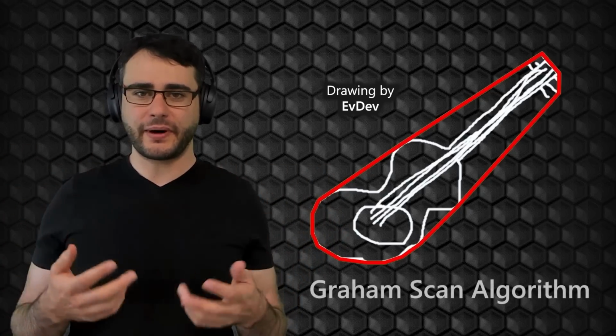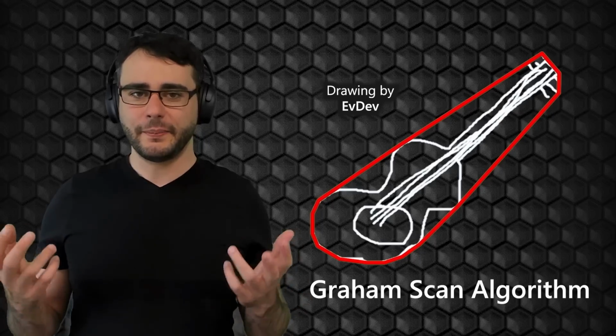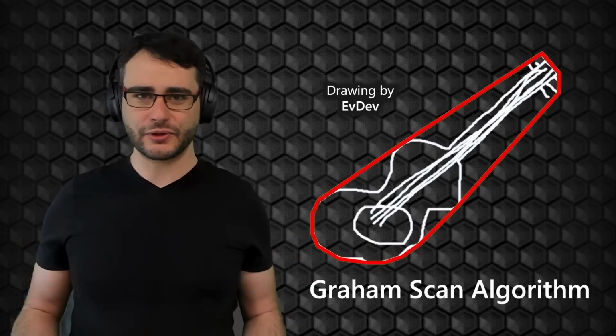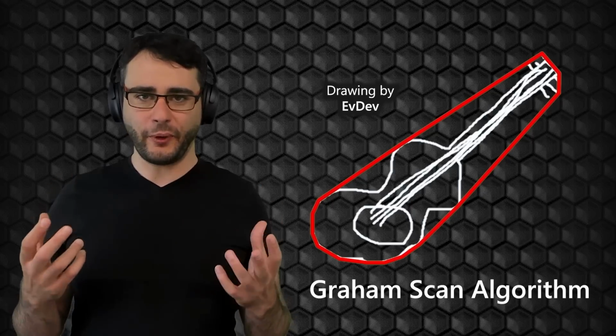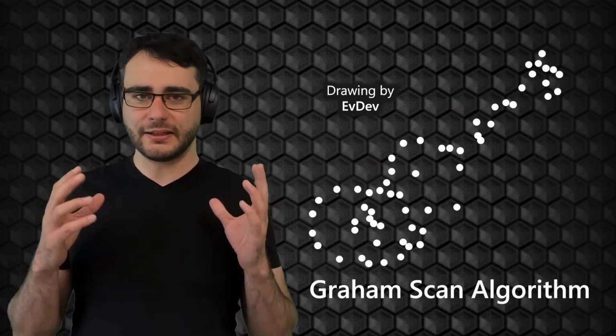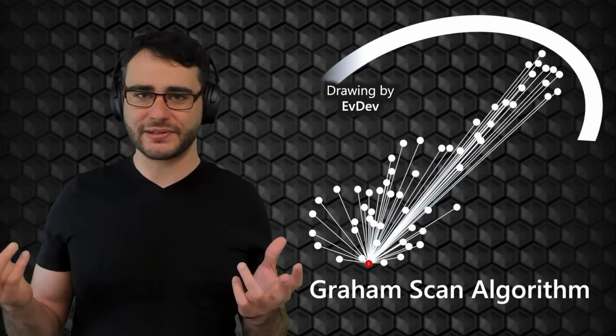He did it using the Graham scan algorithm. It's not the only algorithm that can calculate it, but Ilya used it and I think it's a good choice. It goes like this. First, it only considers the points, not the paths. It finds the lowest point and from there it calculates the angles to all other points and sorts them.